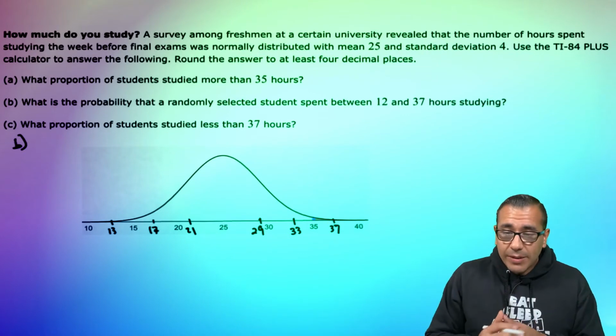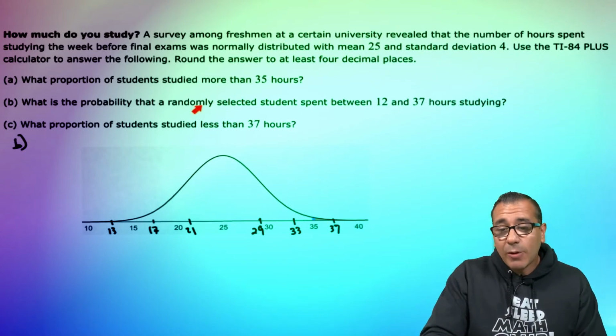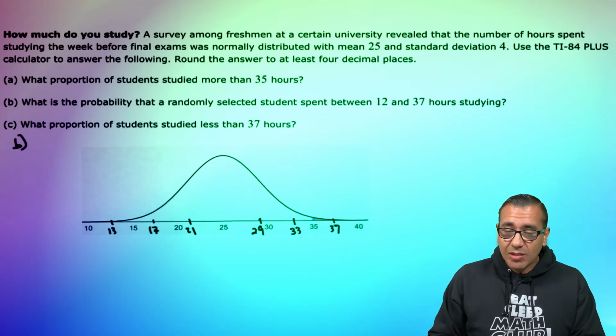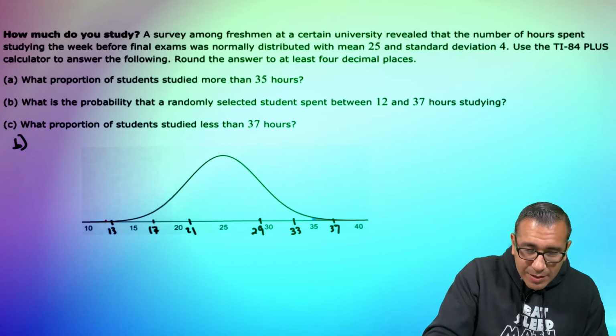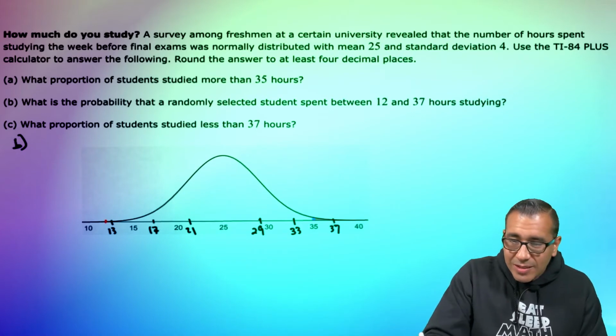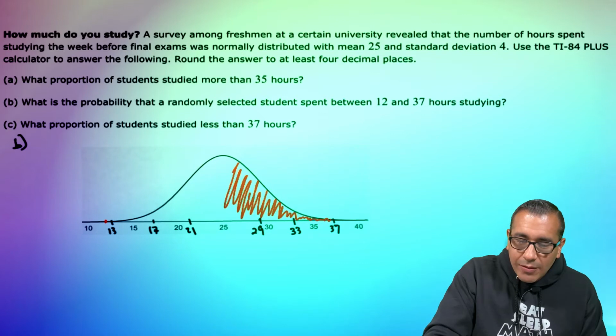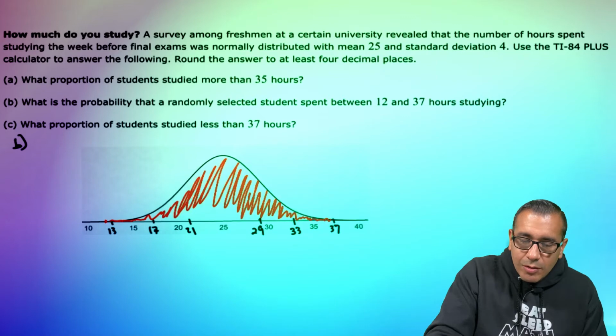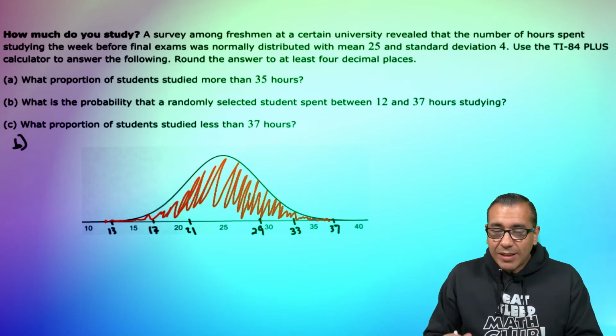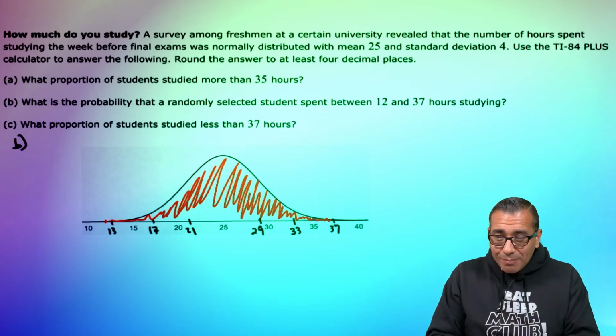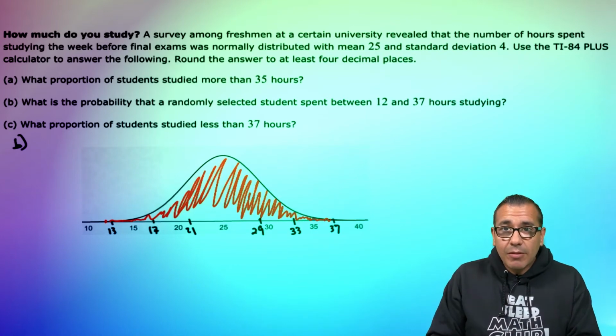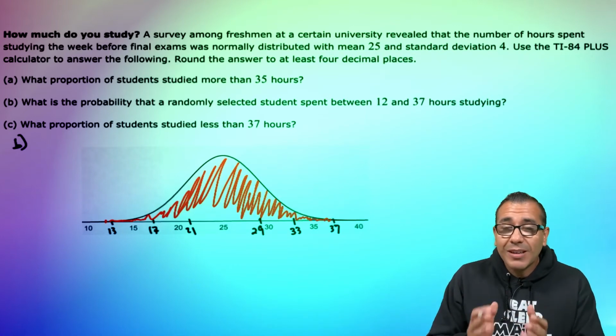All right, so for part B, look at what we're looking for. What is the probability that a randomly selected student spent between 12 and 37 hours? So let's draw that. 12 hours, that's about right here. And 37 hours, we have that over here. So everything in between. So I'm just shading everything between 12 hours and 37. And so we got that area, everything in between there. So right away when you shade that, man, that looks pretty much like everybody, right? So that proportion should be pretty close to 1.